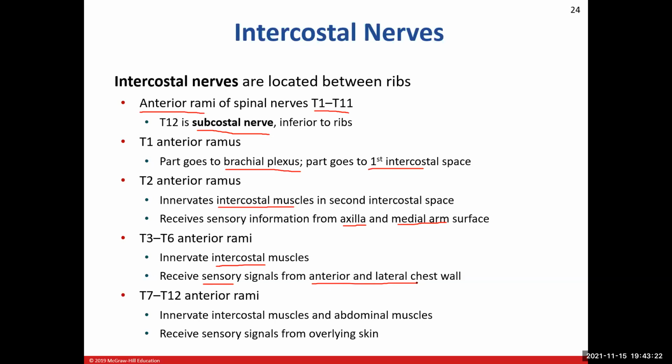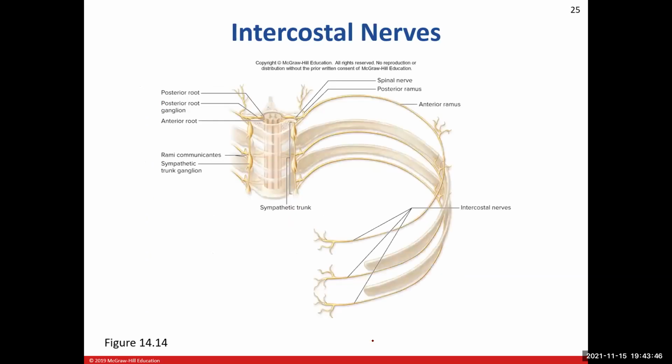Then T7 through T12 will also affect the intercostal muscles. And now, since we're getting closer down to the abdominal region, we'll include some of the abdominal muscles there. And then we'll get sensory input from those dermatomal regions in the skin throughout the thoracic region and the abdominal region. So that's basically what we're looking at here.